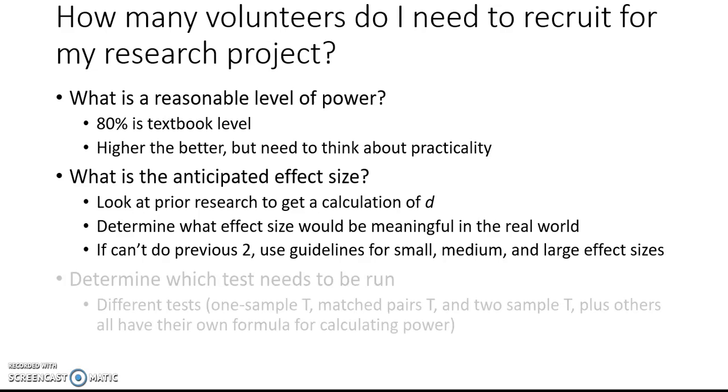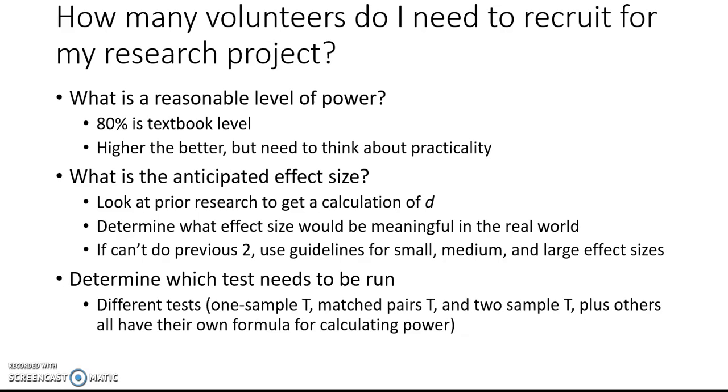Okay. And then to calculate, to get power and to get n, you start with what's a reasonable level of power, but if you need to determine your sample size from that, then you need to determine, well, what kind of test are you actually going to run, because power is calculated in different ways depending on whether you're using a one-sample t-test, a matched pairs, a two-sample t-test, or various other kinds of tests where you want to get an estimate of power. So you need to determine what kind of test you'll need to run before you actually do the research. So that's where that decision tree comes in, right?